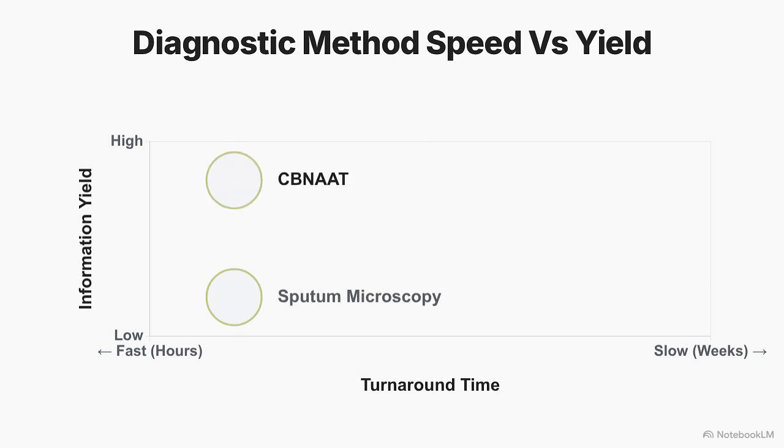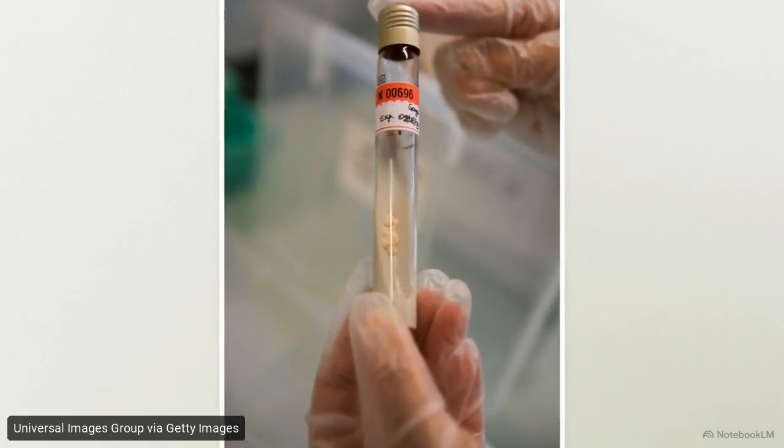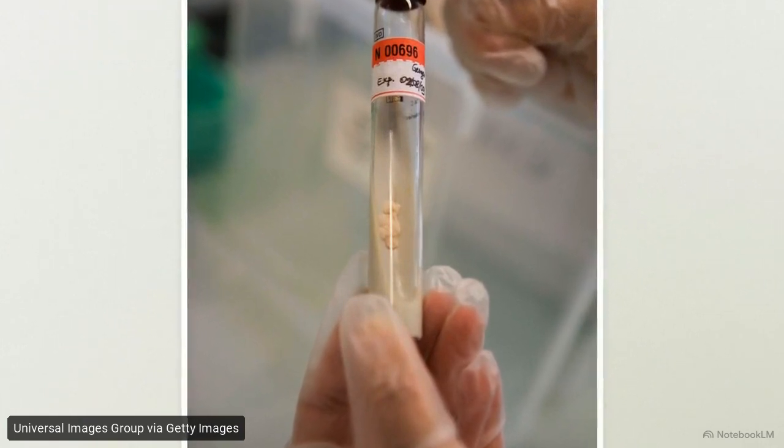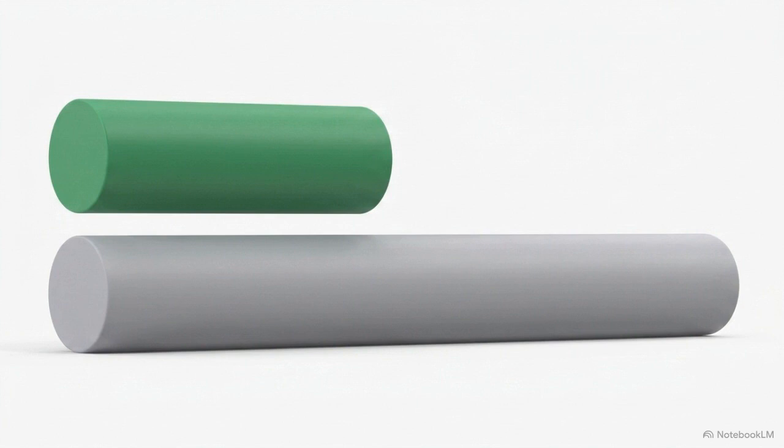For definitive confirmation, clinicians defer to the gold standard, laboratory culture, plotted at the highest information yield but the slowest turnaround time. Solid culture on a Lowenstein-Jensen medium provides indisputable proof of the living pathogen, but clinicians must wait 8 to 10 weeks for visible laboratory growth. Automated liquid cultures, such as BACTEC or MGIT systems, accelerate this by measuring oxygen consumption or using targeted immunoassays, reducing the wait to between 1 and 6 weeks.